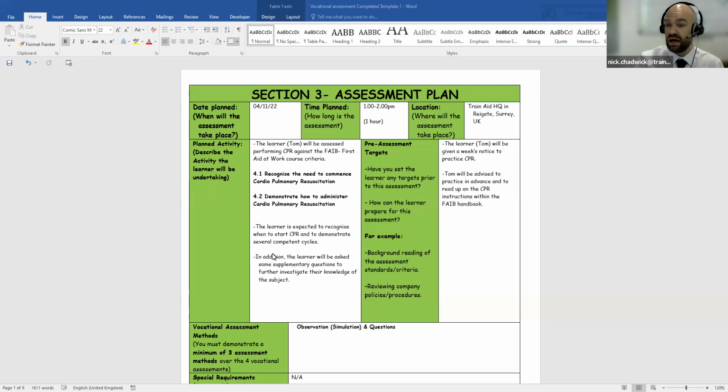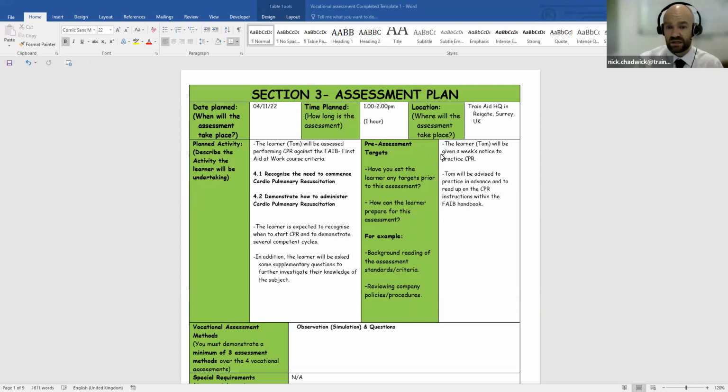We also have some further information about the actual assessment. I will be observing Tom perform CPR, to be able to demonstrate several cycles effectively and confidently. And I will also ask Tom some questions just to demonstrate his knowledge of CPR.